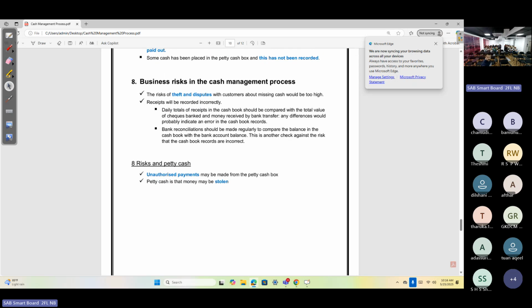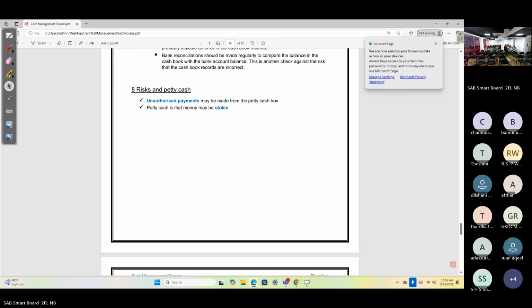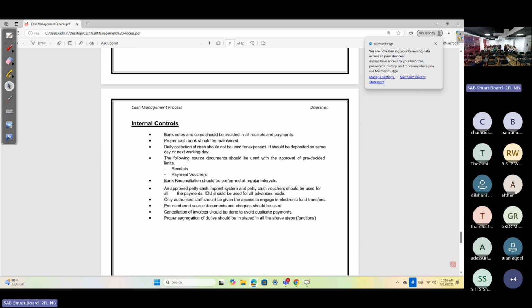the petty cash, unauthorized payments, petty cash in that money may be stored. So mainly you can write, if you have been asked to write the risk, recording part issues, not reconciliation with the physical balance, and theft and disputes. So quickly we will go through the internal controls of cash management.